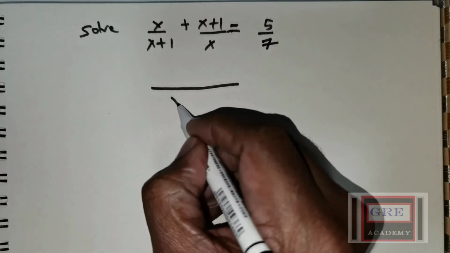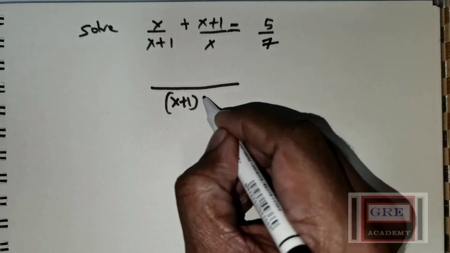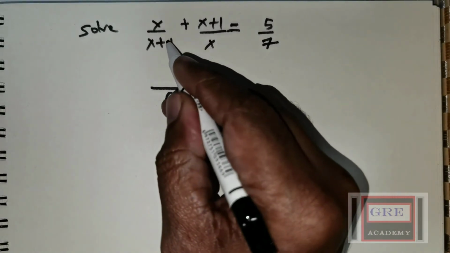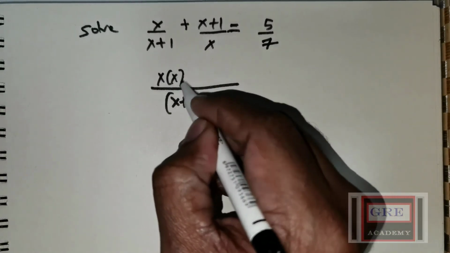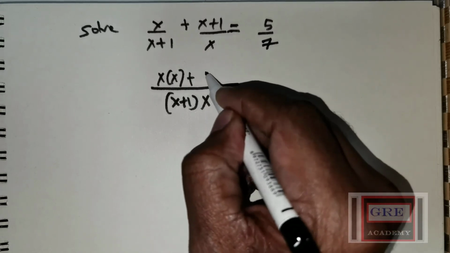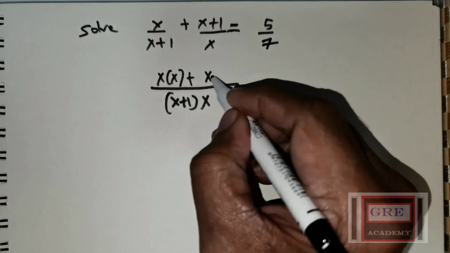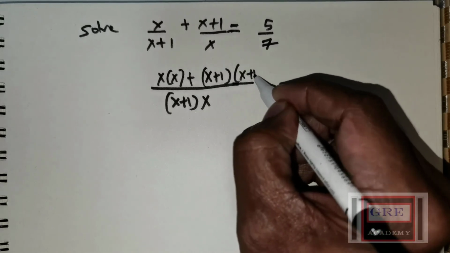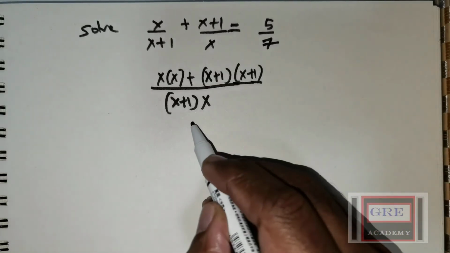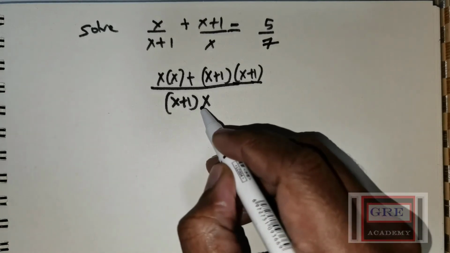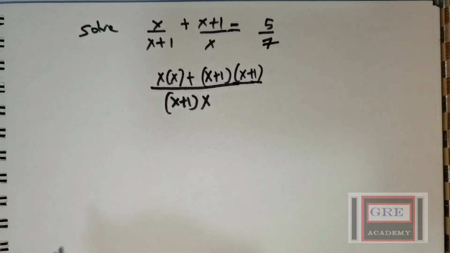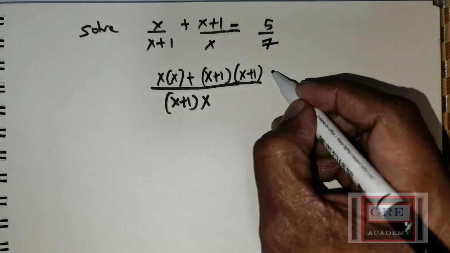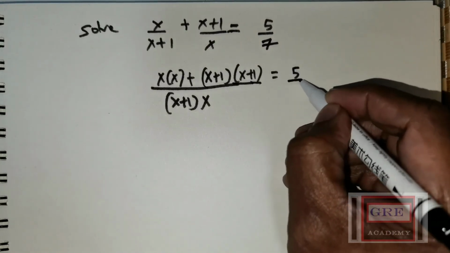Now clearly the LCM is going to be x plus 1 times x. So that's going to be x multiplied with x plus 1. Now x and x get cancelled, so I'm going to get x plus 1 multiplied with x plus 1. So this is what I get when I've taken x plus 1 times x to be the LCM. On the right, it's going to be 5 divided by 7.